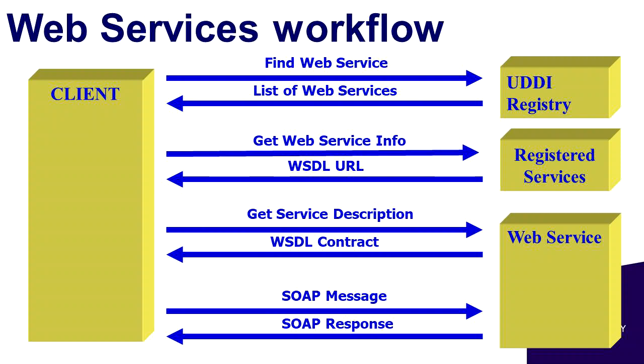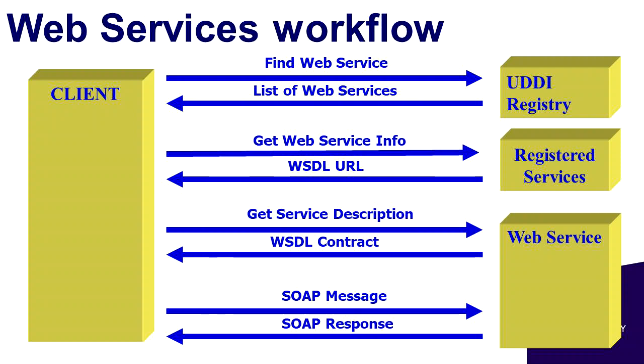So it's like a database of information about various web services, right? So the client queries the UDDI registry. Basically the client sends a query to the UDDI registry, and the registry responds with a list of web services. The client then selects a web service and gets the web service information from the list of registered services. Obviously, this information is passed on to the client in the form of a URL.